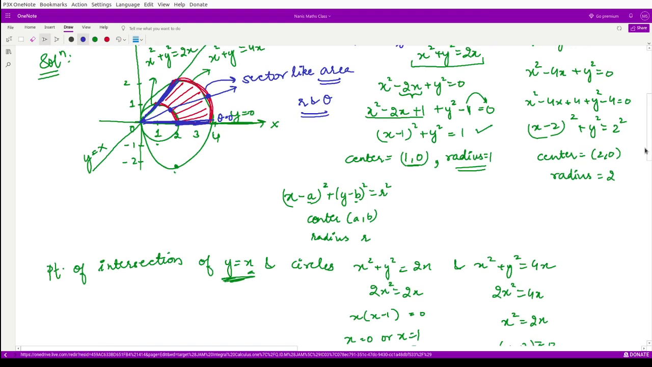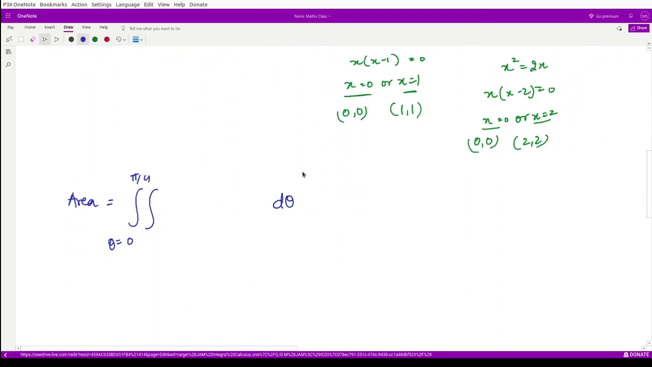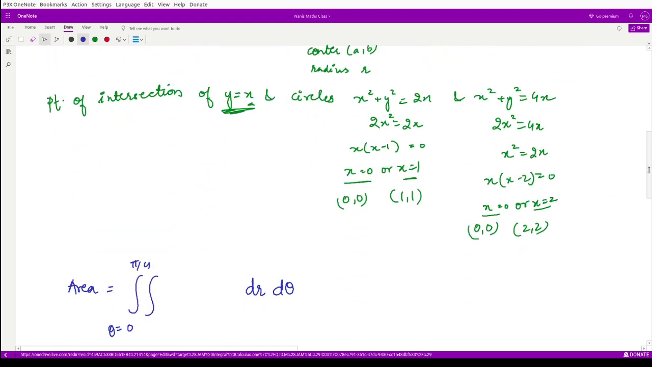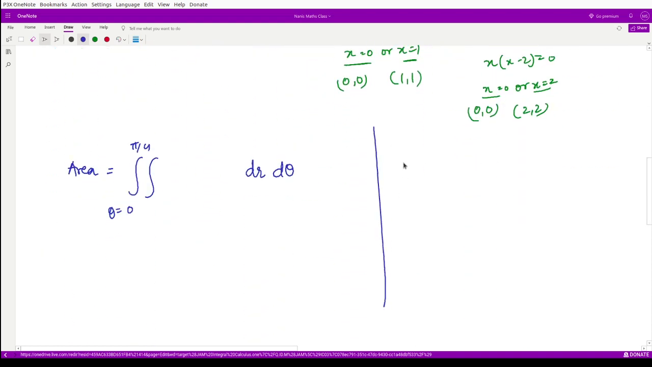So in order to determine the limits for r, let's see how can we obtain that. So for this particular circle we are to see what is the value of r here. Now this is the equation of first circle, this is the equation of second circle. So let me do the calculation here. So it would be x square plus y square is equal to 2x. Now you know the relationship between the polar and the Cartesian coordinates. So you have x is equal to r cos theta and y is equal to r sin theta.